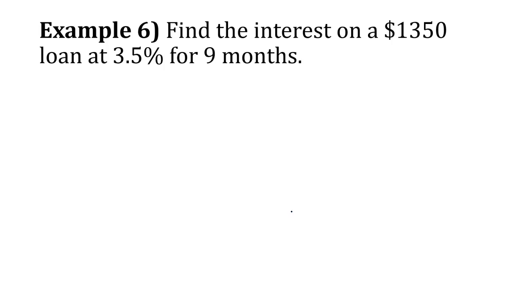So the loan is $1,350. So this is our principal. This is what we're borrowing. The rate, anytime you see that percentage, you always know that that's the rate. And then months. So we know that's our time.